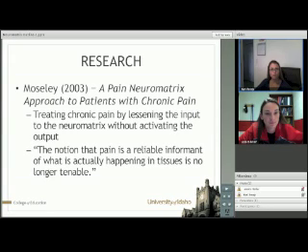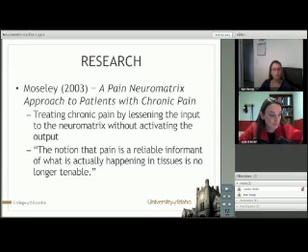Another researcher, Mosley, wrote a pain neuromatrix approach to patients with chronic pain. Here, chronic pain management is evaluated in terms of the pain neuromatrix. He treats chronic pain by lessening the input to the neuromatrix without activating the output. Pain and changes in motor control are considered two dimensions of a multidimensional output of the pain neuromatrix.